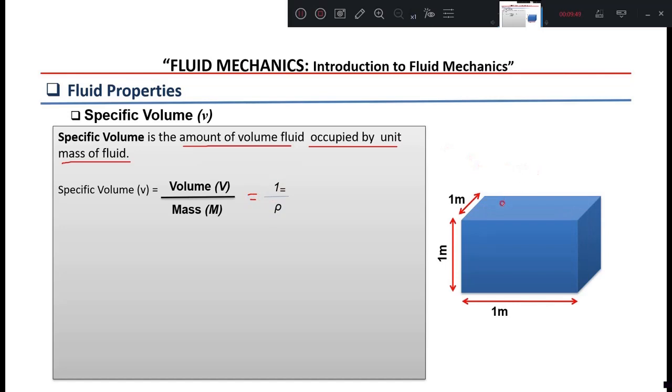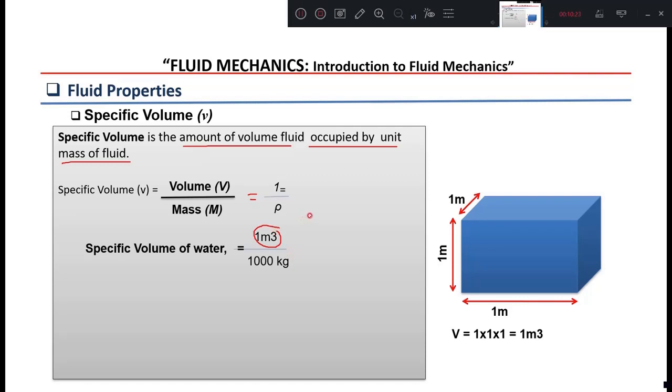So again we are taking the volume as 1 meter cube. The specific volume of water will be 1 meter cube by 1000. Or how it can be defined: specific volume is a property of a material defined as the number of cubic meters occupied by 1 kilogram of a particular substance.